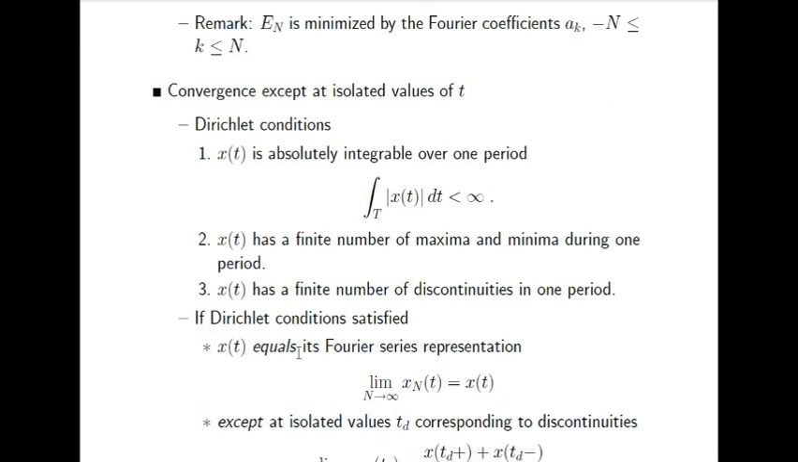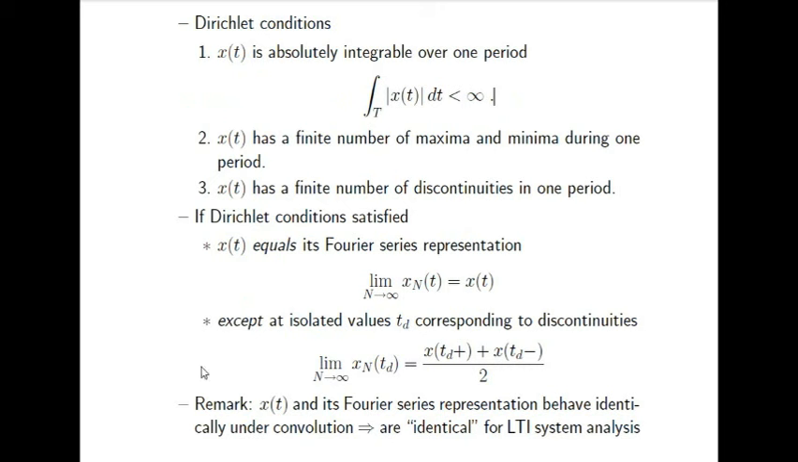There is a constraint in that it is not correct at the isolated values t_d. So what are these isolated values? You can calculate them with this formula: limit as N tends to infinity, x_N(t_d) equals [x(t_d plus) plus x(t_d minus)] upon 2.